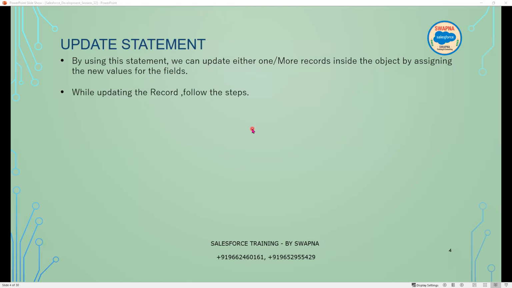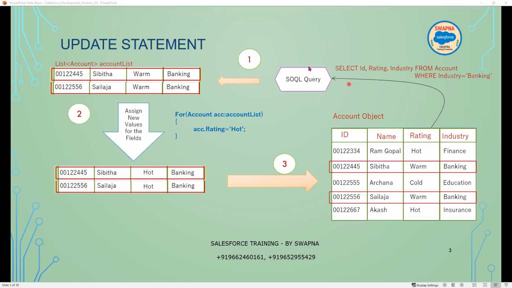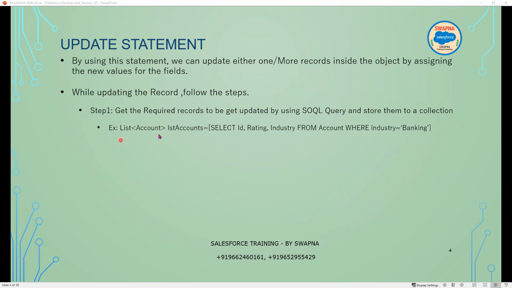So step 1 is get the required records from the table using the SOQL query and store it into the collection. That is the first step, right? So get this and store it into the list of account list.